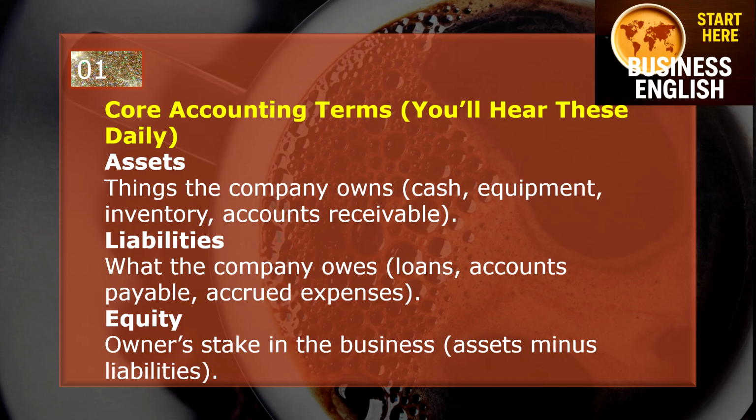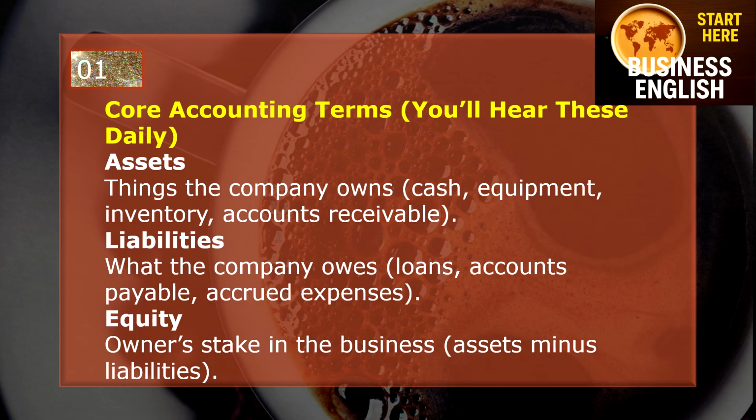Core accounting terms, you'll hear these daily. Assets: things the company owns, cash, equipment, inventory, accounts receivable.